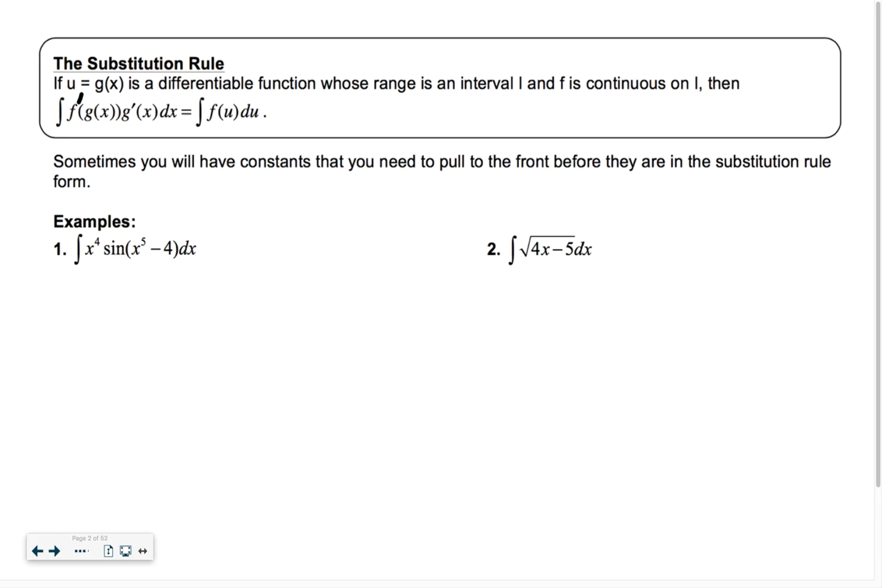All right, so looking here. So I have x to the 4th sine of x to the 5th minus 4. What do you guys think the u should be? What's the inside part? Yeah, x to the 5th minus 4, totally. So when we do du, that's 5x to the 4th, and then we tack on that dx on the end. So we start looking and we're like, okay, this part's replaced with sine of u.